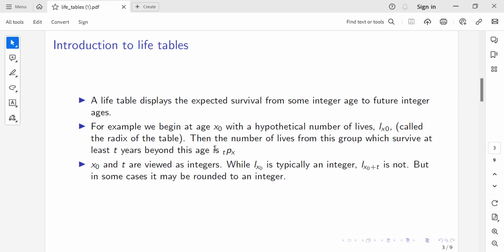All right. So the number of lives from this group which survive at least t years. Okay. So if it starts from age x, say age 10, what is the probability that they survive 10 more years? That's tPx. t is equal to 10, x equal to 10. x means you're looking at age 10, and t is the extra years that they'll survive. Okay. So x and t are known to be integers.